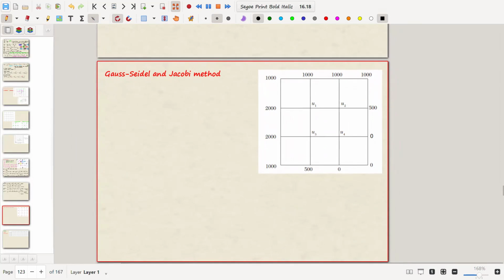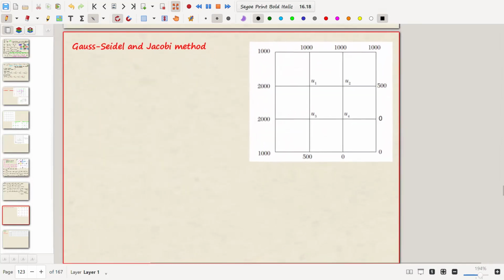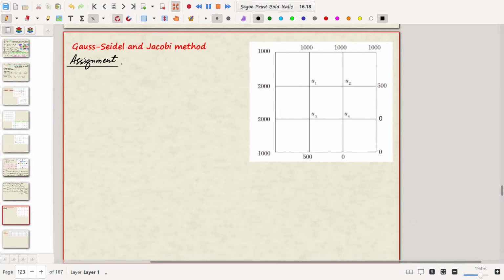This one is your assignment. This one is your assignment using Gauss-Seidel and Jacobi. You have to solve it using the Gauss-Seidel and Jacobi methods. First you do with Gauss-Seidel, then you do with Jacobi.